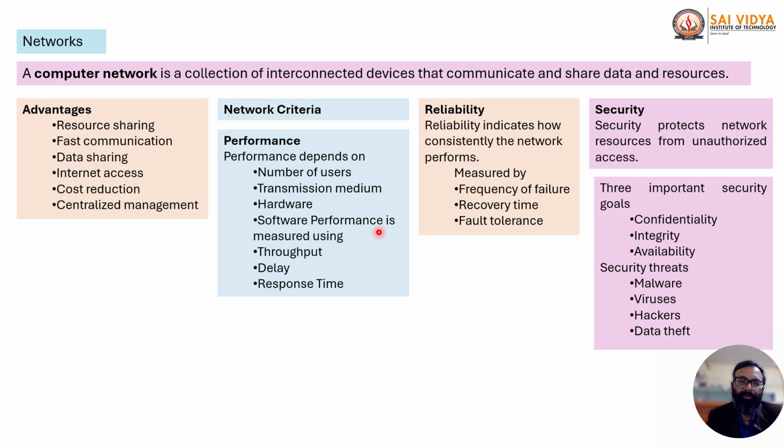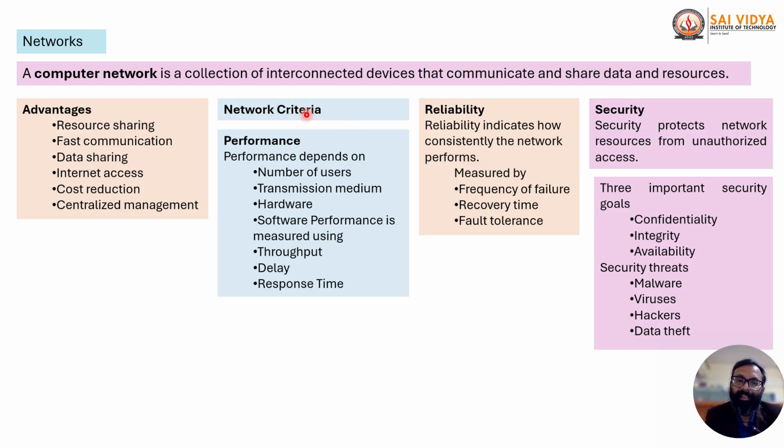So now we try to understand what a network is. A network is a set of interconnected devices where data communication happens along with resources. So what are the advantages of using a network? Resource sharing, fast communication, data sharing, internet access, cost reduction and centralized management.